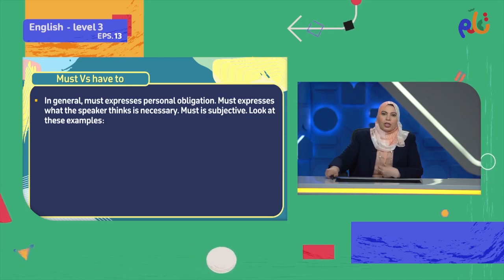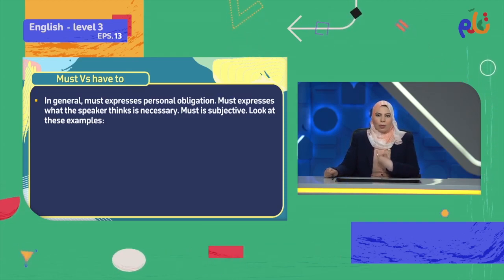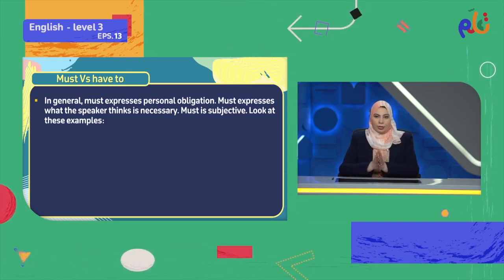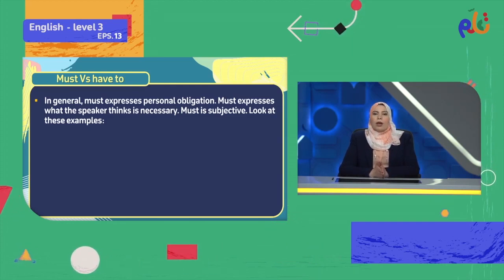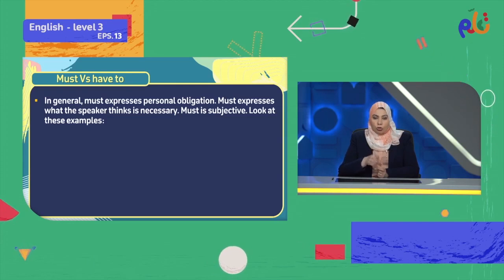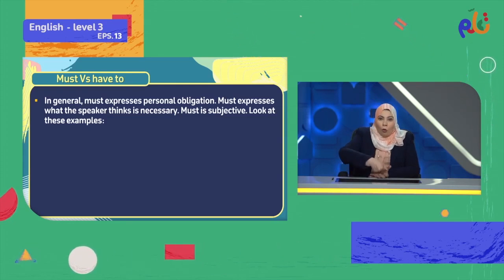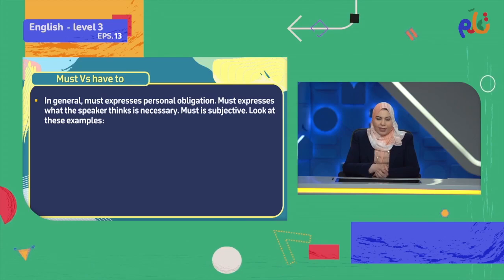يعني إيه personal obligation؟ يعني حاجة internal obligation. It is my choice. حاجة أنا بختار أعملها وأنا شايف إن هي مهمة. So if I am talking about something that I choose to do, that I choose to force myself to do, أنا بجبر نفسي عليه.